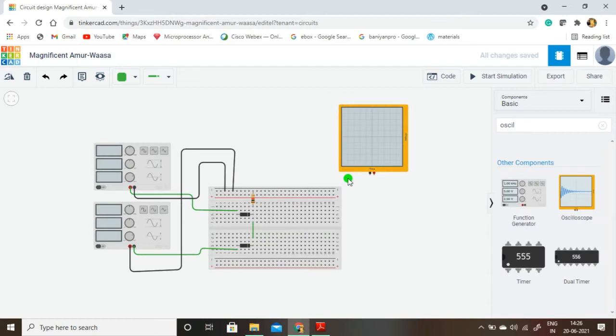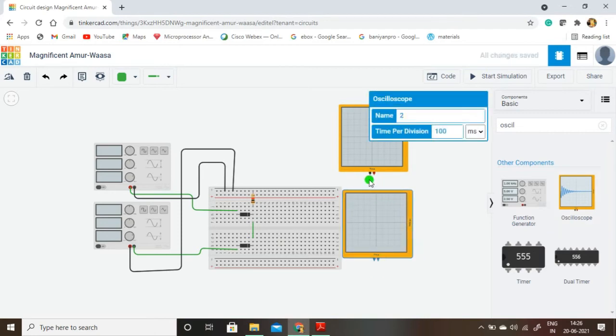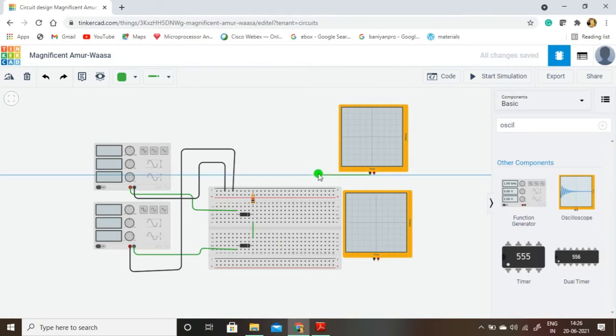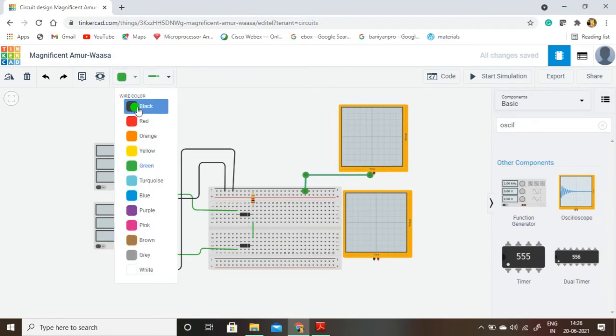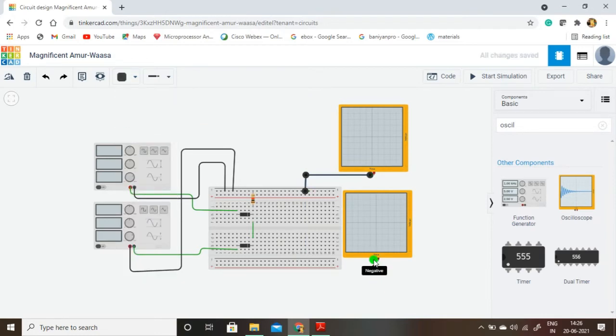Now I am going to see my input and output. The output is across the resistor, that's why I am choosing two oscilloscopes. One is for seeing the input. The negative terminal is to be connected to the ground, and this negative terminal is also connected to the ground.